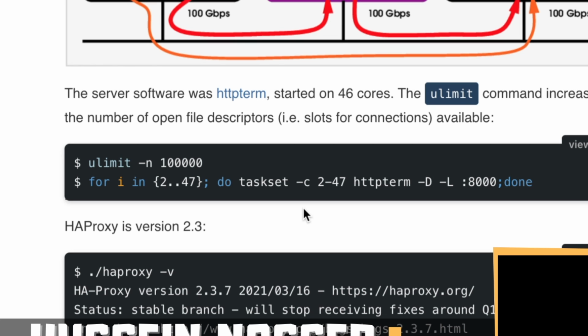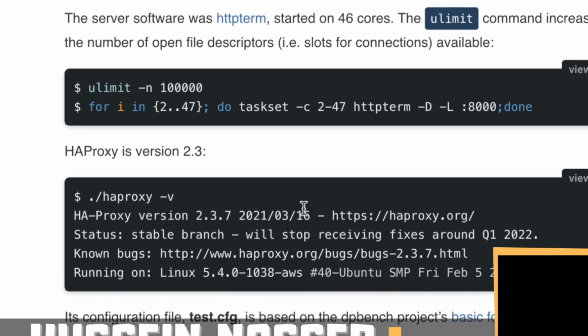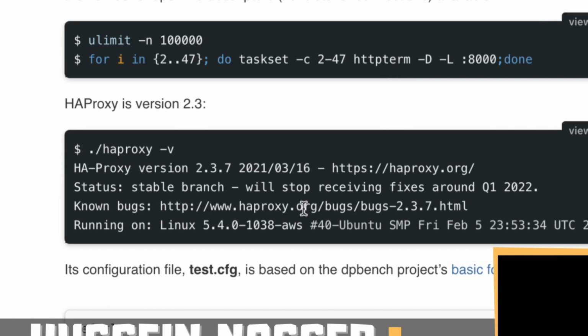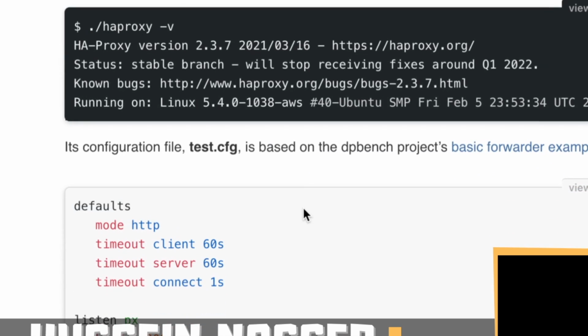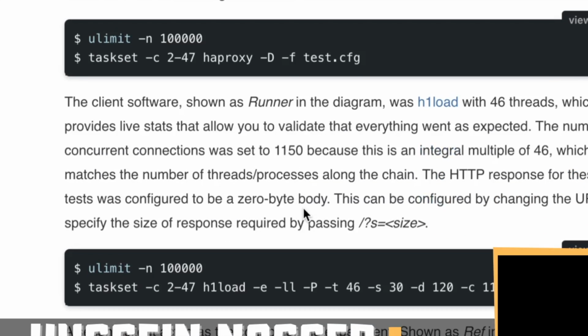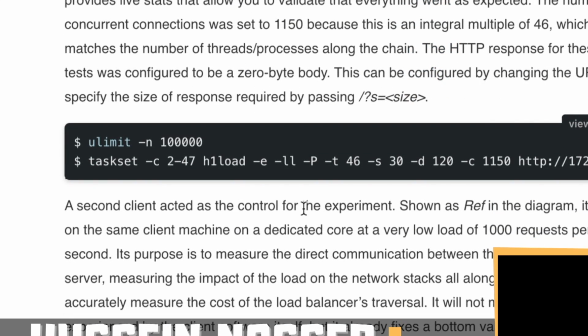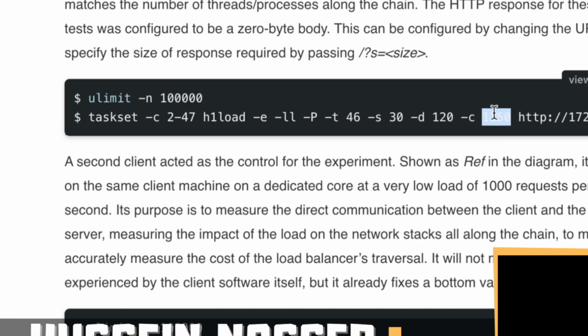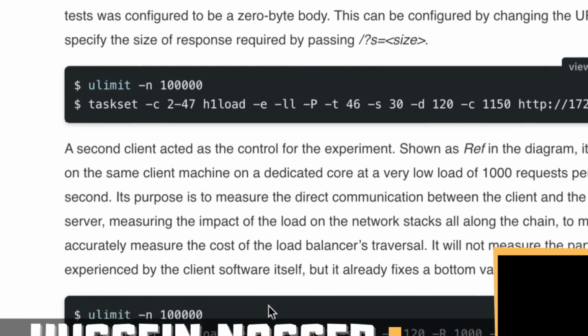Obviously, since we're listening on the same port, you definitely have to configure the shared port reuse option to listen on the same port, right? And then all these processes are dedicated to these cores. Beautiful stuff. And they do the same thing with HAProxy, again from core 2 to 47. That's dedicated for the proxy, and they're showing the code here. They do the same thing for the H1 loader, which is the client that spits out this many connections, right? And for the client, they specify how many TCP connections to connect to. 1,150 is the maximum concurrent connections here.